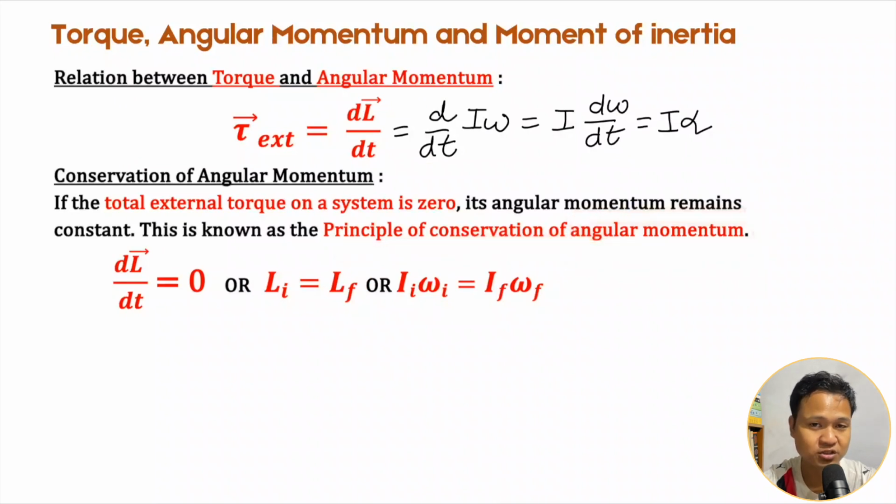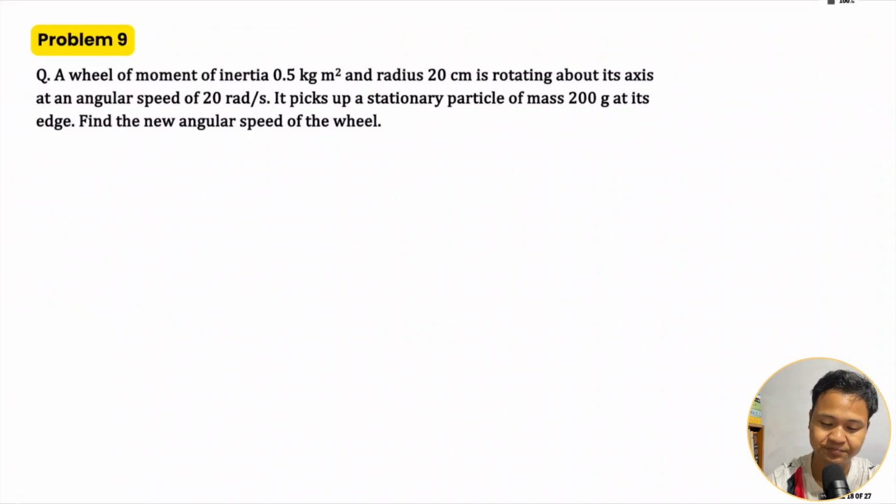In collisions we say conservation of linear momentum: net force is 0, so linear momentum is conserved. Similarly, net torque is 0, so angular momentum is conserved, right? So if angular momentum is conserved, you have I initial omega initial equals to I final omega final. Okay, now let us solve the questions.